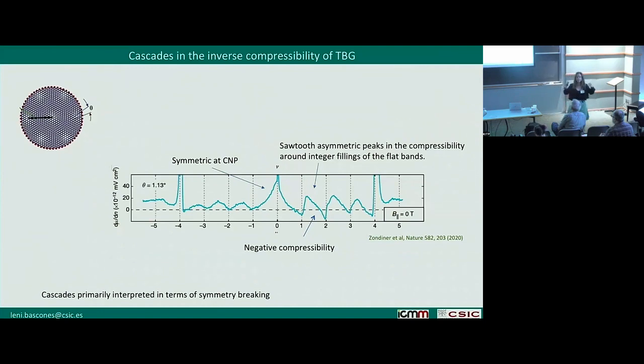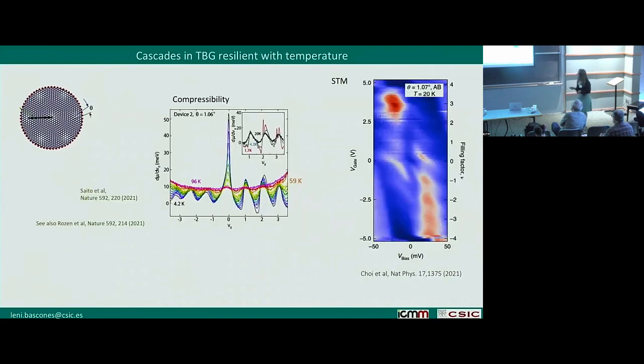There have been different ways to discuss these cascades, but in one way or another they introduce symmetry breaking. However, one aspect of the cascades is that they are very resilient with temperature. You can see, in fact, in Andrea's experiments, that these signatures in the compressibility remain to several tens of Kelvin.